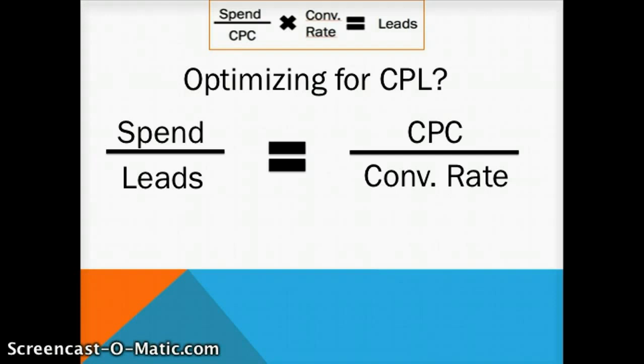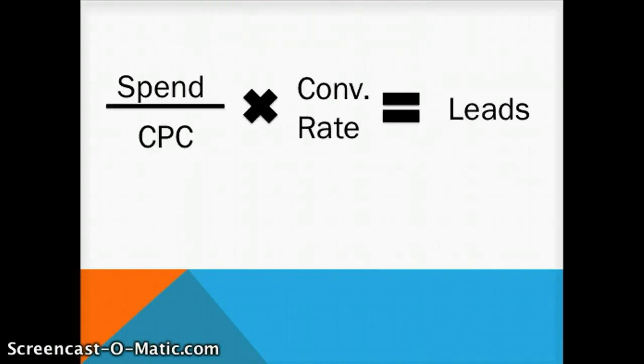Keep these things in mind as you optimize your account. So this is the beautiful formula. And I say beautiful, and I mean it from the bottom of my heart. Spend divided by cost per click times conversion rate equals leads. When you're optimizing, you are changing either cost per click or conversion rate at a basic level. Keep this in mind, and if you're optimizing for something and you're like, I don't know if this will affect either of those things, maybe you could spend your time better elsewhere.